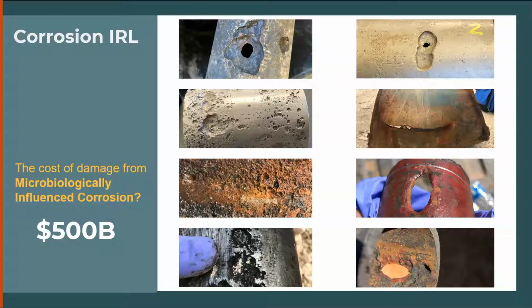I titled this slide Corrosion IRL, and if you're not a millennial or younger, IRL means in real life. I called it this because these are all photos that I actually took in my previous experience, which I'll touch on more in a minute. Every single one of these pieces of piping, metal, tubing, and vessels that are corroded here was directly caused by microbes. And the cost of damage from microbiologically influenced corrosion is estimated to be $500 billion, with a B, dollars every single year.